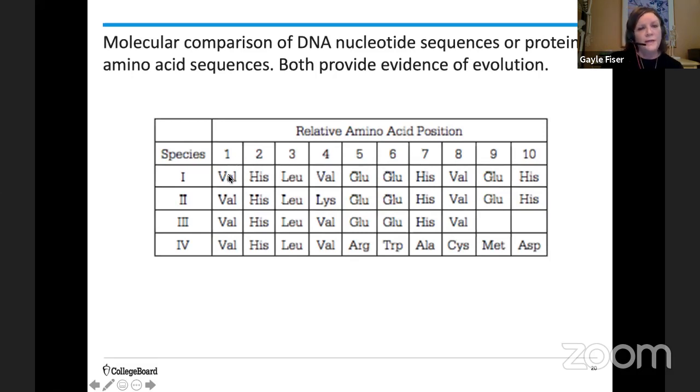So if you look at amino acid 1 in each of the species, 1, 2, 3, 4, they all have valine, okay? If you look in amino acid position 2, everything is histidine. And then 3, leucine, 4 is valine. Oh, but there's something different. There's one amino acid different there in species 2. And then we have glutamic acid, and then arginine, glutamic acid, then tryptophan, histidine, alanine, valine, cysteine. Something's going on in 4 that's totally different than everything else.